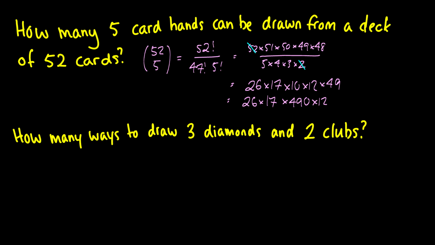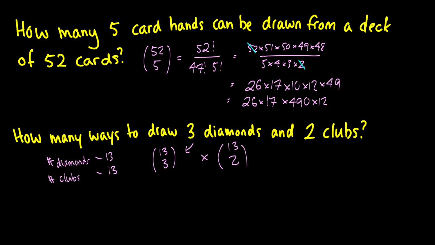First of all, how many diamonds are there in the deck, and what is the number of clubs in the deck? Well, there's 13 of each suit, so there's going to be 13 diamonds and 13 clubs, and we just want to draw 3 diamonds and 2 clubs. And it doesn't matter what order we draw them in. So we say, okay, 3 diamonds, that means we have 13 ones we can choose from, and we just want to choose 3. So this is the diamonds. And then we multiply that by the 13 choose 2 clubs. And this will get you your answer.